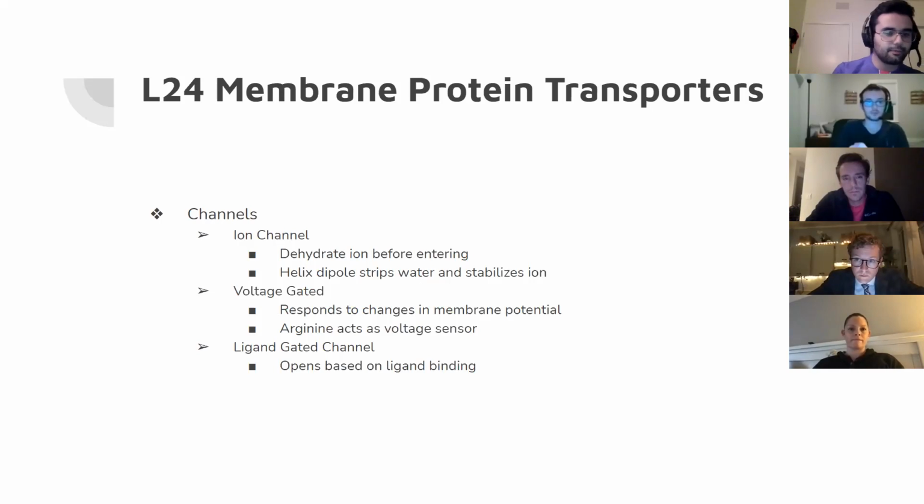For our voltage gated ones, these are going to be the ones that respond to changes in the membrane potential of a cell membrane. So you're going to see that a lot in our nerve cells or our neurons, right? So we actually have arginine, which is going to be acting as a voltage sensor for these gates. And then finally, we have our ligand gated channels, which just open based on a ligand binding to a certain receptor of that channel and then allowing everything to enter.